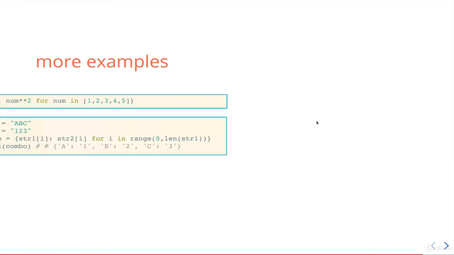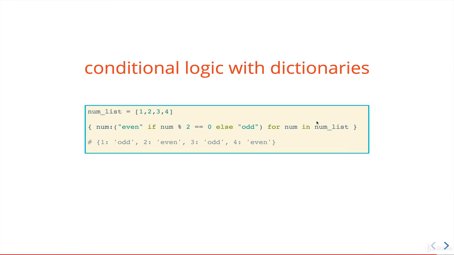But let's look at conditional logic now. So here's another example. We have a list of numbers 1, 2, 3, 4, and we're just going to iterate through that list and create a dictionary that specifies 1 is odd, 2 is even, 3 is odd, 4 is even, and so on. And just create a nice little dictionary that has values mapped to if they're even or odd. So we loop through for num in num_list. We have our dictionary brackets, and then this is the syntax. We set num colon. So our key is just going to be the number.